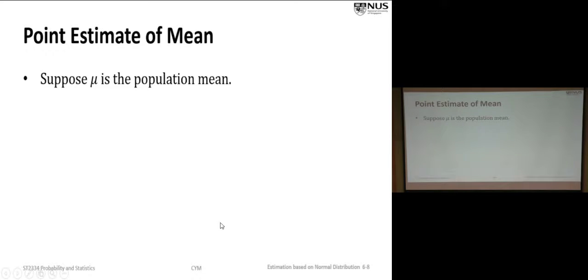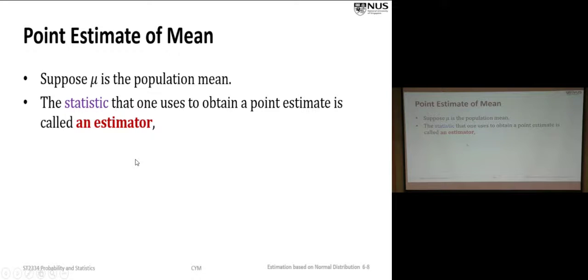All right, so now, suppose we are interested in the population parameter, which is mu, the population mean. So we can have statistics to obtain an estimate. So that one is called an estimator. So it's a bit confusing about these two words or two terms.